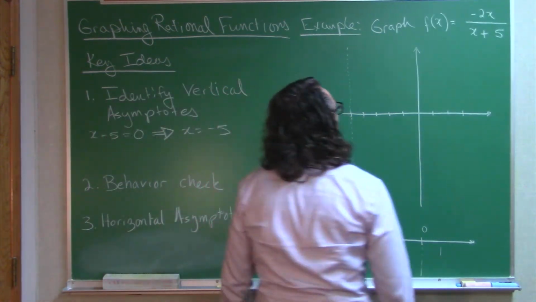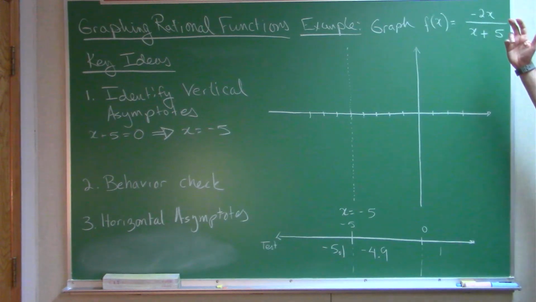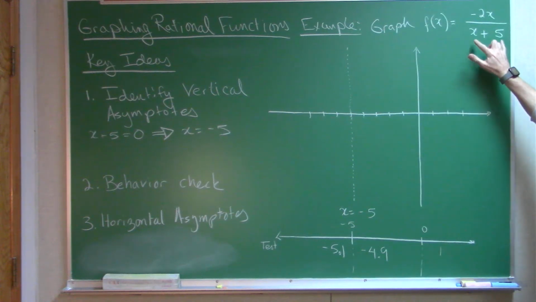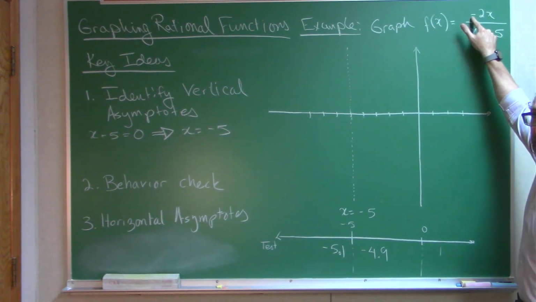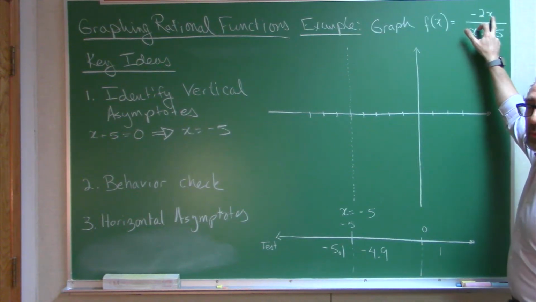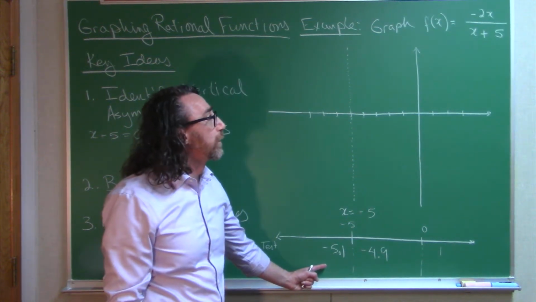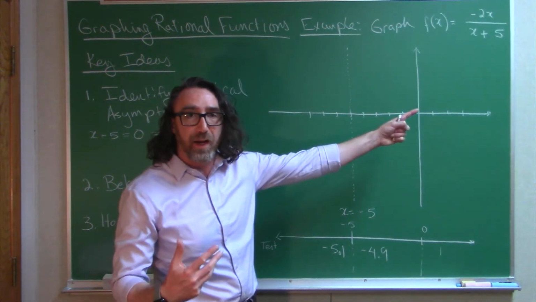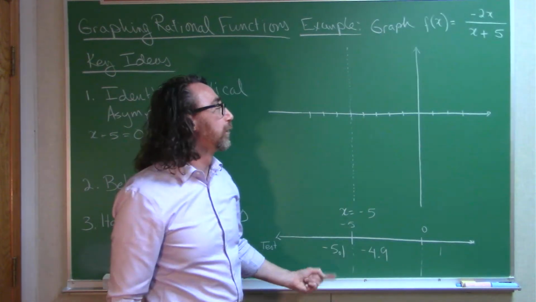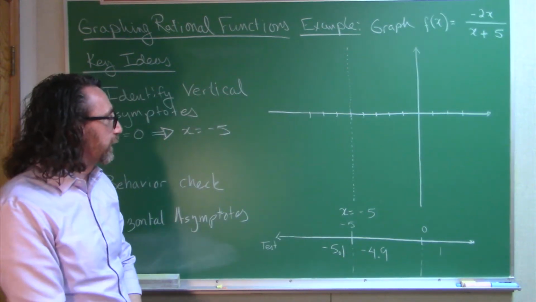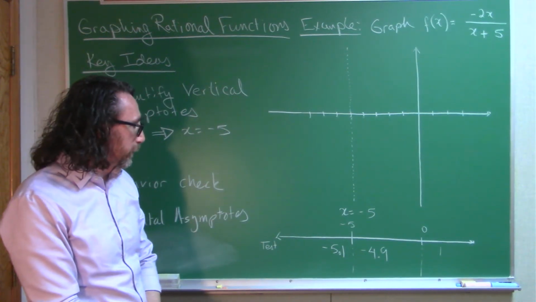If I take negative 5.1 and put this in, up top I get a positive. Downstairs, I get a negative. Positive up here because I have a negative 2 times the negative 5.1. And downstairs, I have negative 5.1 plus 5. Well, it's going to be negative 0.1. So my numerator is positive, my denominator is negative. So the whole thing there is negative.